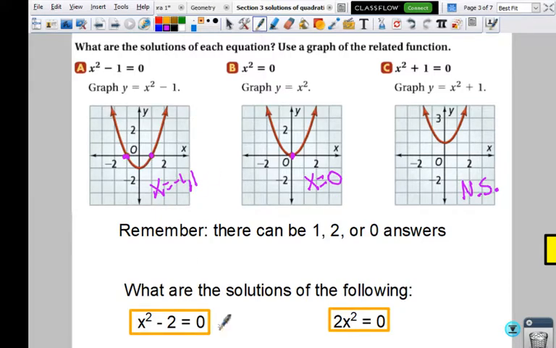Alright, first in-class problem, I want you to plug x squared minus 2 into Desmos. And I want you to tell me what are your solutions. And when you plug these into Desmos, don't worry about the equals 0 part. You could plug it in and it won't get you the wrong answer, it'll just look a little funny. So just plug in Desmos the x squared minus 2.